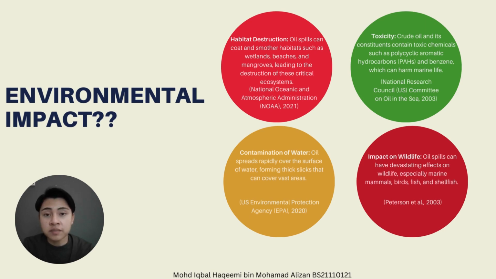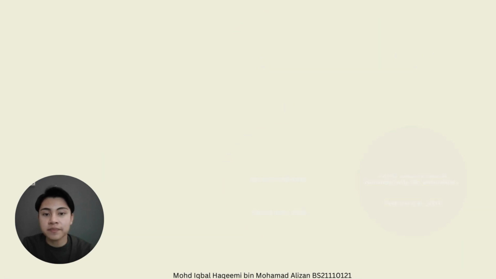Firstly, oil spills can cause habitat destruction, where oil can coat and smother habitats such as wetlands, beaches, and mangroves, leading to the destruction of these critical ecosystems. Next, oil spills can also cause toxicity, which can threaten marine life. Not just that, oil spills can also cause water contamination. And last but not least, oil spills can have impacts on wildlife, especially marine mammals, birds, fish, and shellfish.